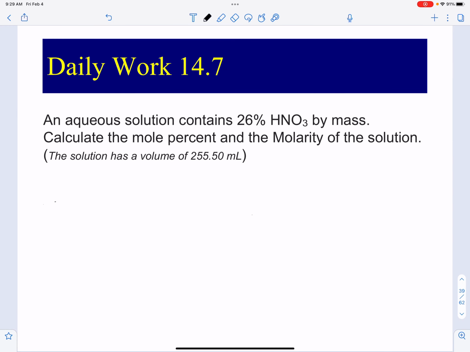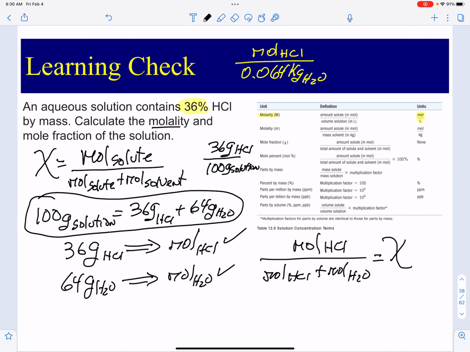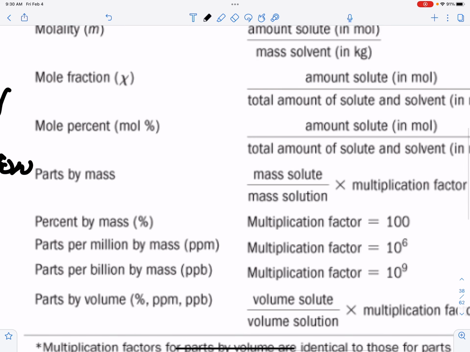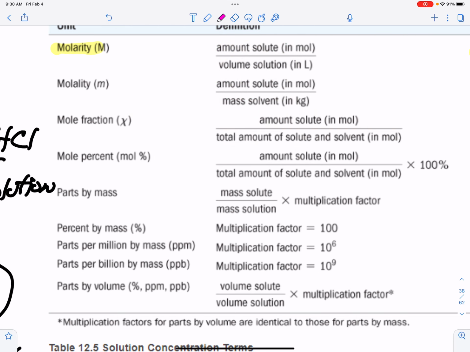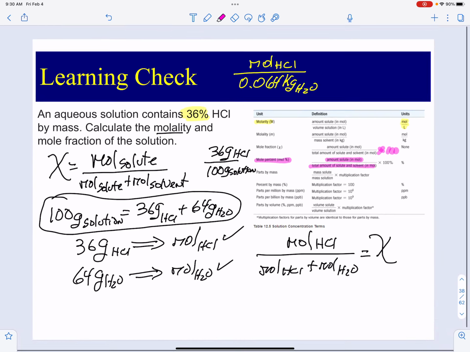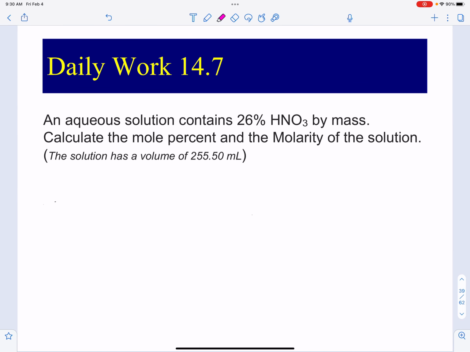So here's your daily work 14.7. You are given a percentage, and you have to calculate the mole percent and the molarity. Remember, the mole percent is right here. So this is how you're going to calculate the mole percent: the amount of the solute in moles over the total amount of solute and solvent, times 100. It's the same as mole fraction, but multiplied by 100. That's the only difference. In addition to that, you're going to be working with molarity. And you know molarity is moles of the solute divided by the liters of the solution. So that's your 14.7.